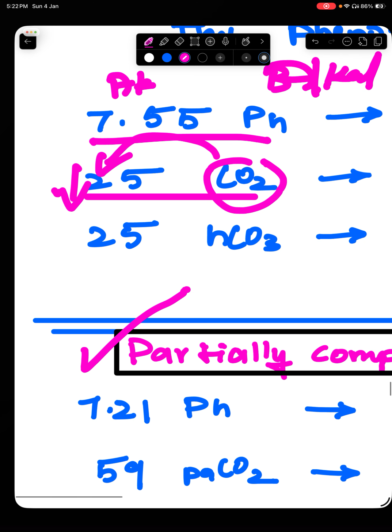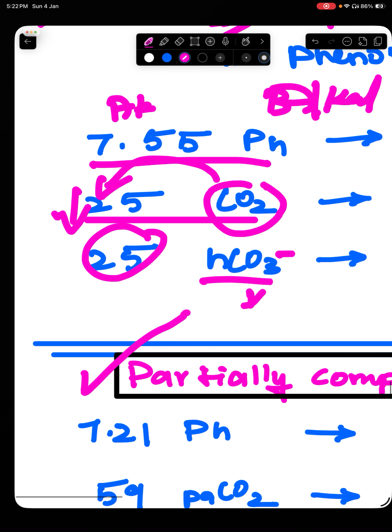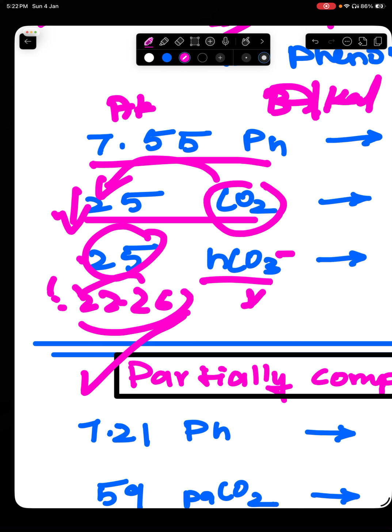And HCO3 minus, this is a base. What is this value? This value is 25. The normal value is 22 to 26, so here the value is normal.